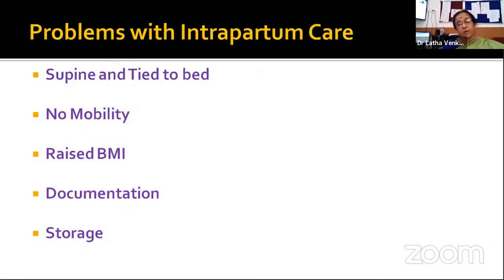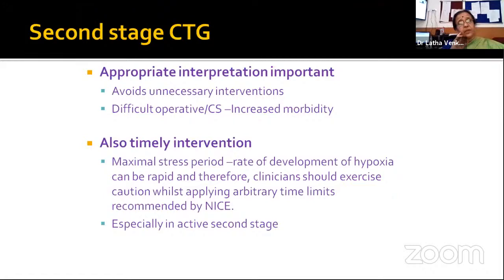So with all this, are we still happy with our intrapartum care, whatever is available today? Not only for the woman's and the fetal safety, but for the obstetrician's safety also. Are we happy with it? I would say really not. It is still quite suboptimal. Second stage CTG interpretation is very, very important. And also timely intervention is very important. If you are unable to monitor the lady, how safe are we in giving care? That's why many obstetricians and many women don't prefer to come to second stage at all, isn't it?